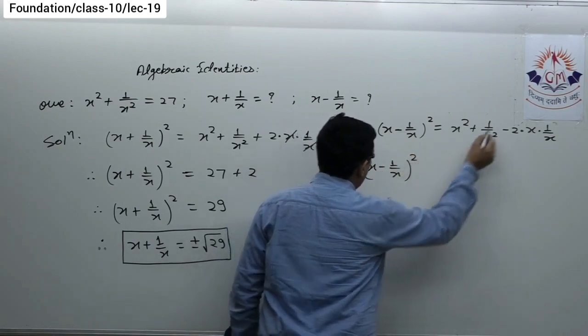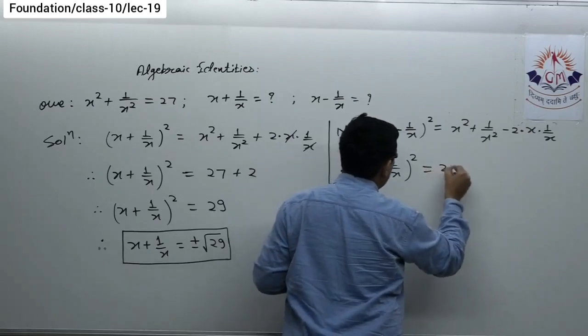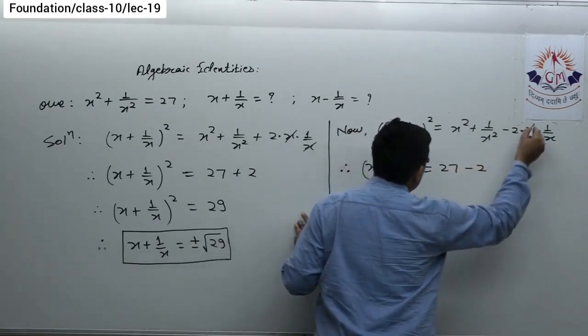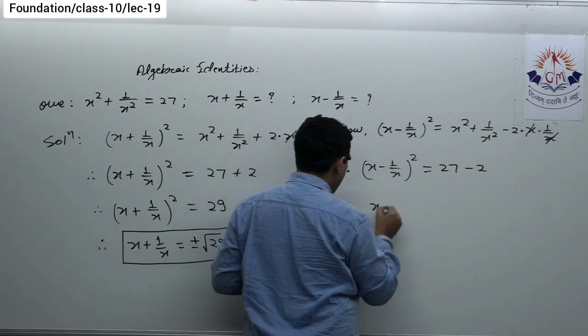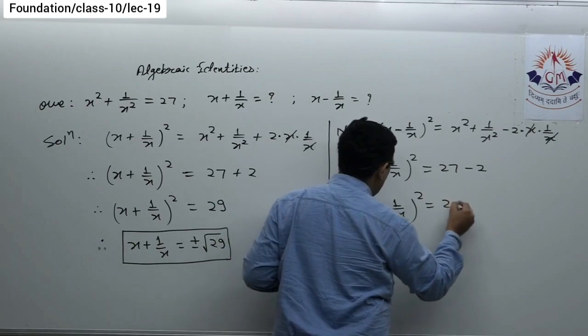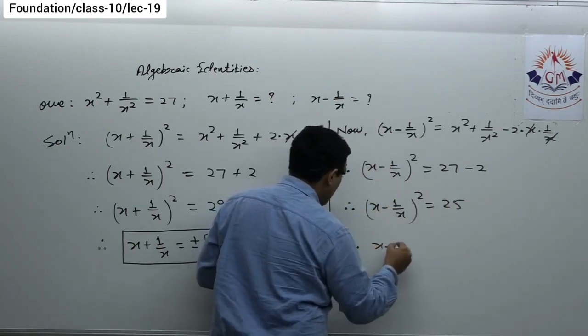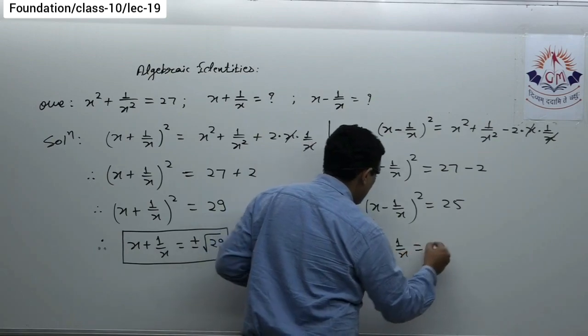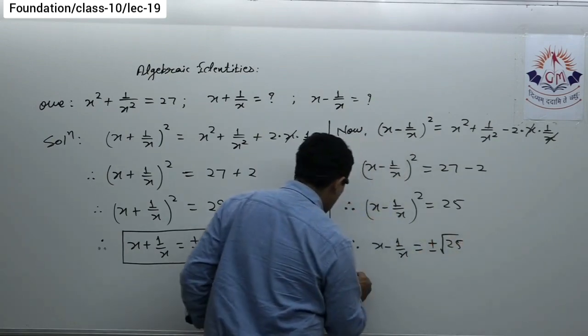Now at the place of x square plus 1 upon x square, I can put 27 minus 2. This x and x will cancel out. So here I do get (x minus 1 upon x) whole square is equal to 25. Now again, to get the value of x minus 1 upon x, I have to take the square root. That gives me plus minus root 25, that is equal to 5.